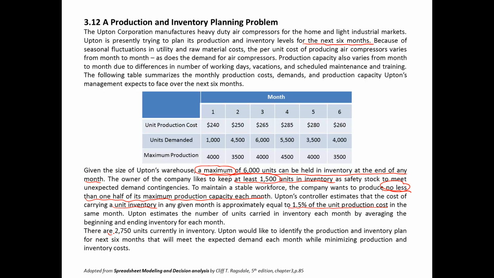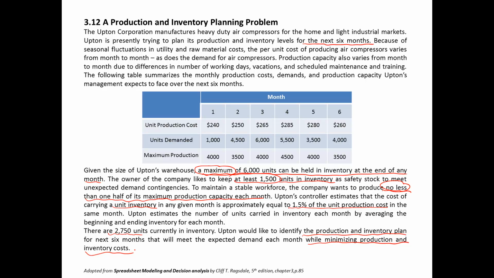There are 2,750 units currently in the inventory, and they want to identify the production and inventory plan for the next 6 months that will meet the expected demand each month while minimizing production and inventory cost. Okay, so we went through this key information once.